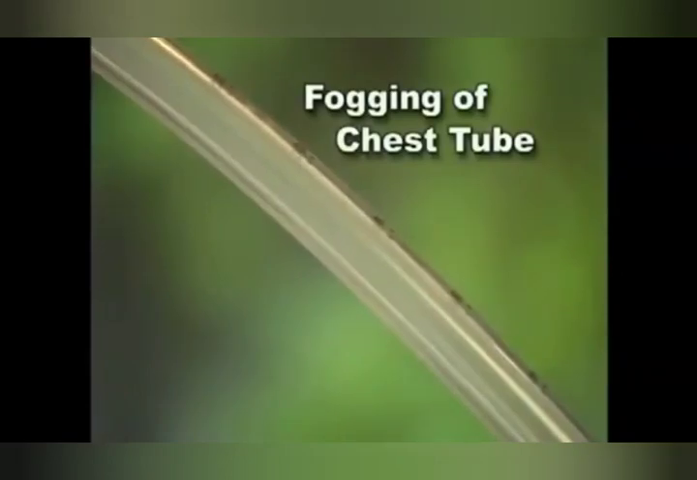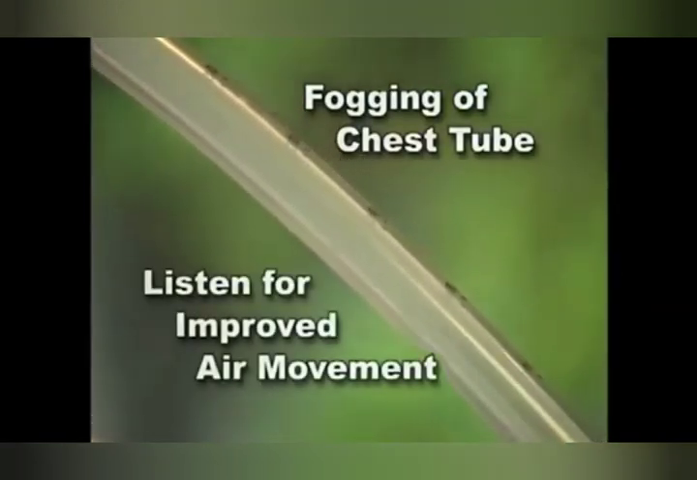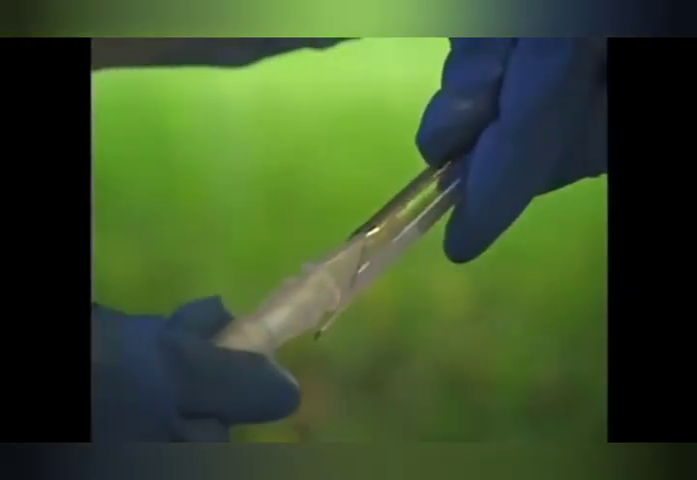It may be possible to see fogging of the chest tube with expiration, and it may be possible to listen for improved air movement on the affected side. Connect the end of the tube to an underwater seal apparatus collection chamber.